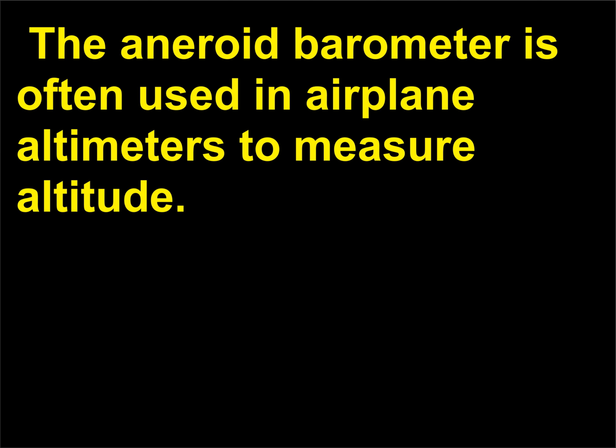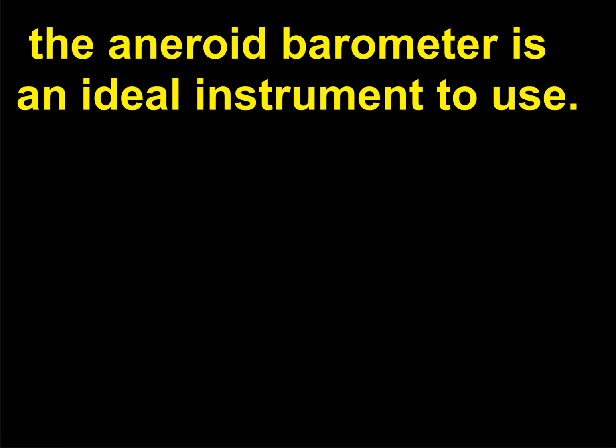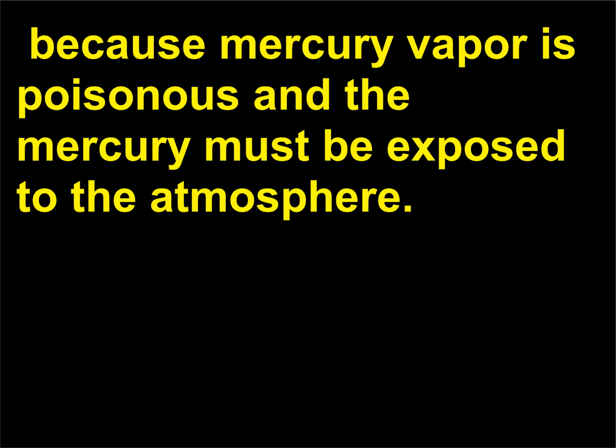The aneroid barometer is often used in airplane altimeters to measure altitude. Since atmospheric pressure decreases as altitude increases, the aneroid barometer is an ideal instrument to use. It is much safer than the mercury barometer, because mercury vapor is poisonous and the mercury must be exposed to the atmosphere.